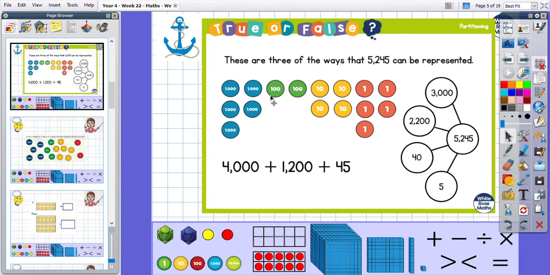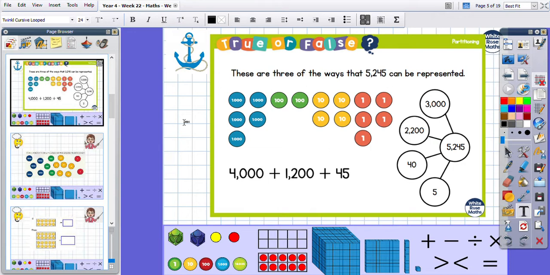So have a look at each one, have a look at the counters, the part-whole model and the partitioning. Do they all represent 5,245? Off you go. Okay then, so our counters show 5,245, so that's correct. Our part-whole model is 3,000 add 2,000, that's 5,245, so that's correct. And then let's have a look at our partitioned.